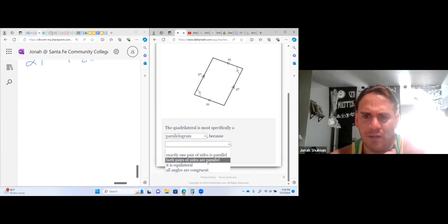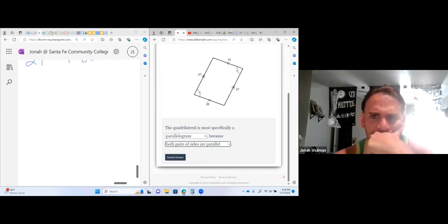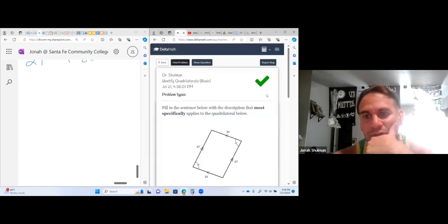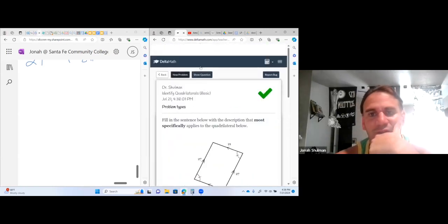Both pairs are parallel. And only one side is congruent. These could be different. They won't be, but they're not telling us that it is. All right, let's do one more.